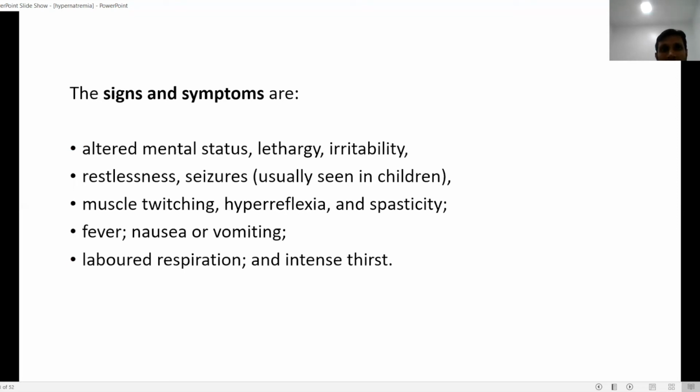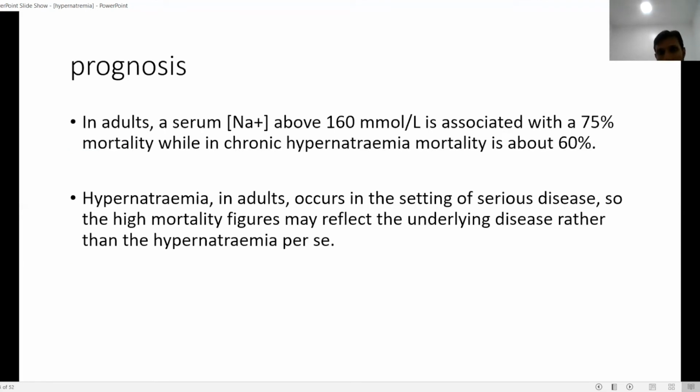Signs and symptoms of hypernatremia are usually CNS manifestations like altered mentation, lethargy, irritability, restlessness and seizures, muscle twitching, hyperreflexia, spasticity. Even fever, nausea, vomiting, and labored respiration can occur in hypernatremic patients. So what is the prognosis? In adults, serum sodium concentration above 160 millimoles per liter is associated with 75% mortality, while in chronic hypernatremia, mortality is around 60%. Actually, hypernatremia in adults occurs in the setting of serious diseases, so the high mortality figure may reflect the underlying disease rather than the hypernatremia.